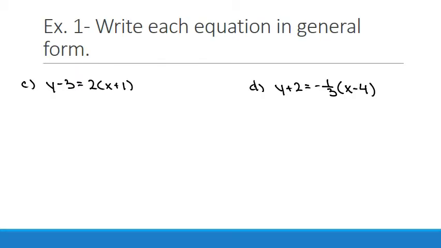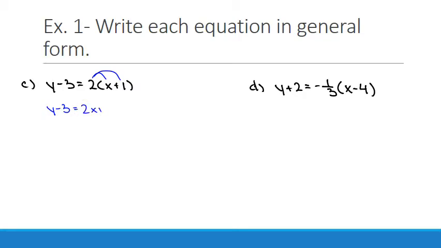Now these are in slope point form. The first thing we have to do in slope point form is get rid of the brackets, so I'll have to multiply the 2 through. Why do I have to get rid of the brackets? Well, general form doesn't have brackets, so I've got to get rid of that.